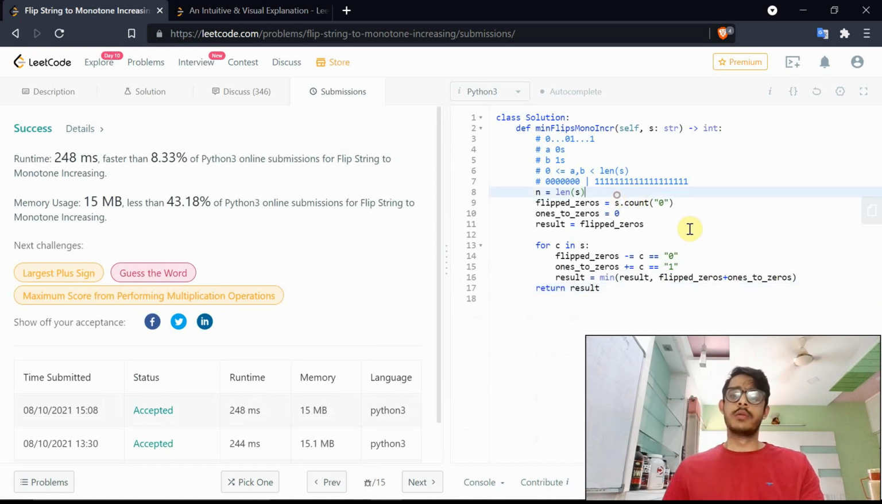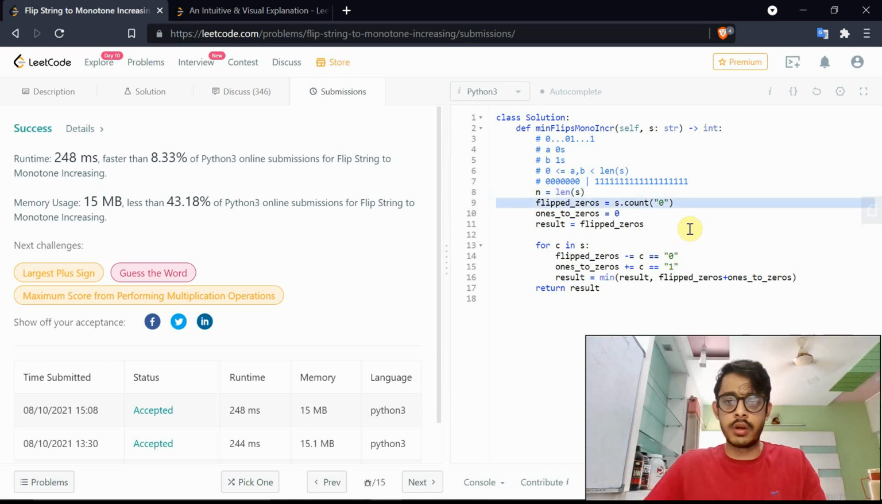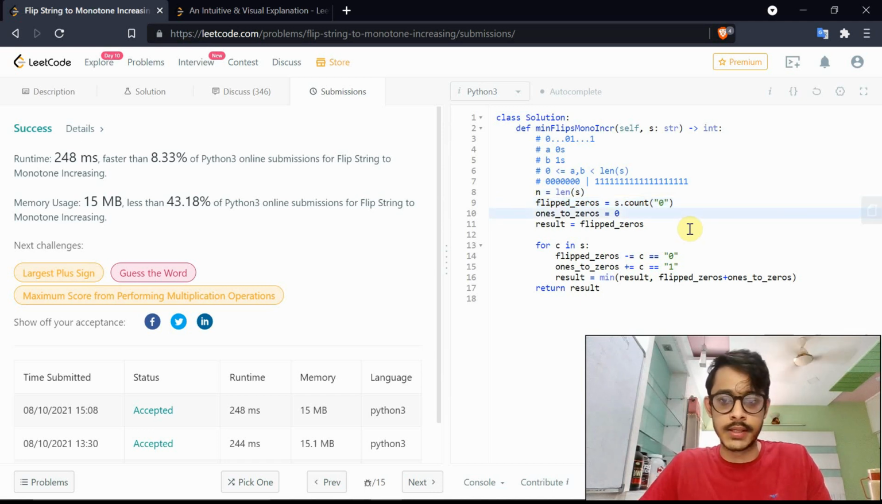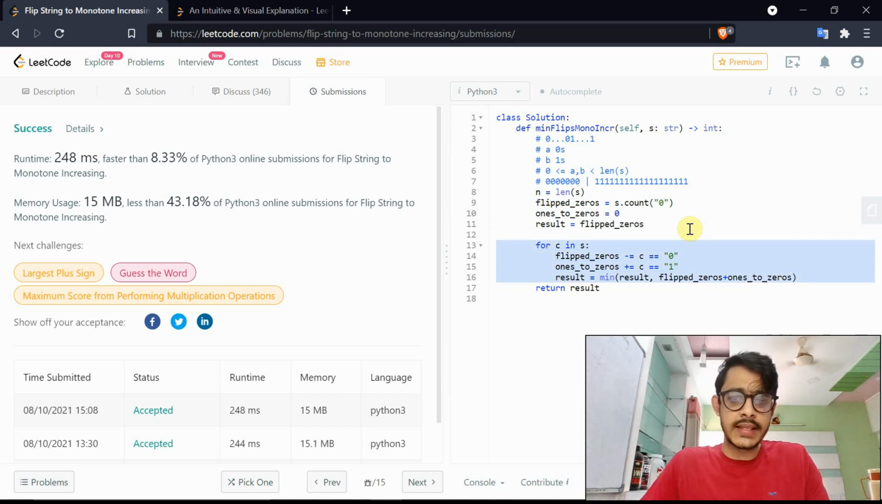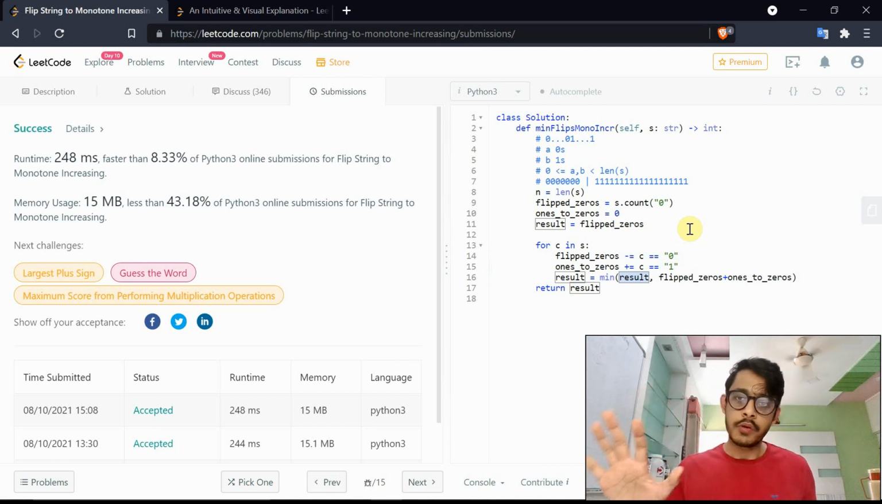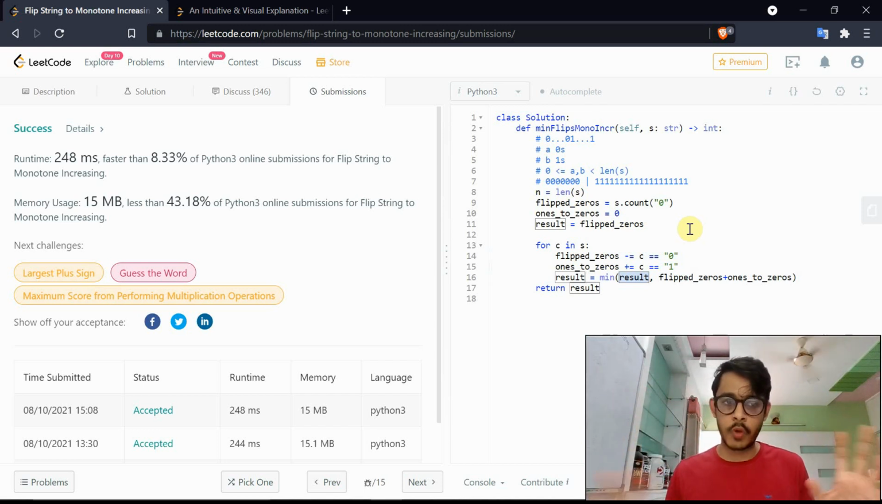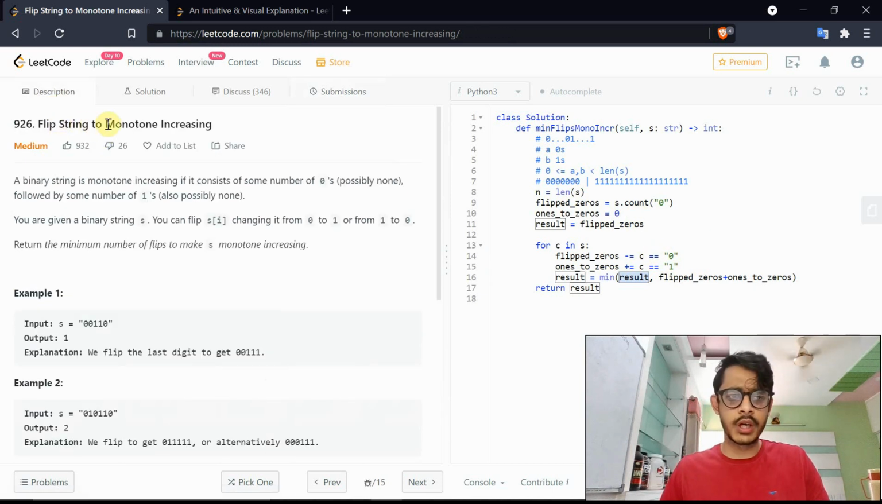Great, works. Okay, so the space and time complexity. This is order of one operation for both space and time. Flipped zeros counts the number of zeros in the string, so it takes order of n and will store it in a single variable, order of one space. This again, same order of one for both space and time. This entire loop will now take order of n in time. And what's the space? These flipped zeros, ones to zeros, and result are three variables. So a total of order of three, which is order of one space complexity. Basically meaning order of n time complexity and order of one space complexity. Cool. And yeah, this is it for the solution of flip string to monotone increasing.